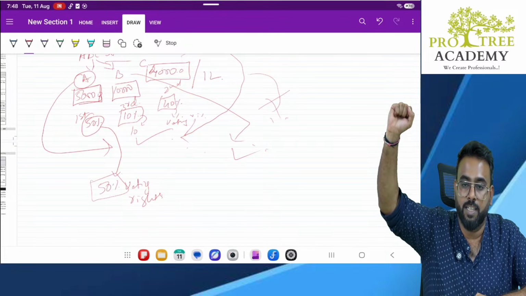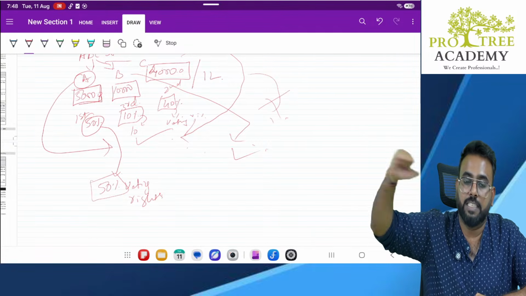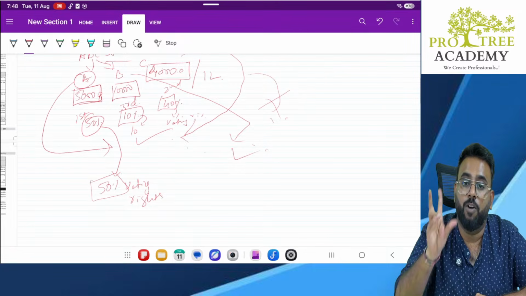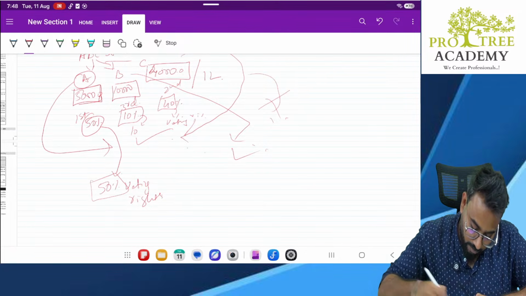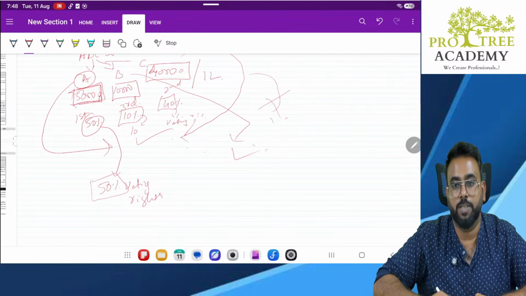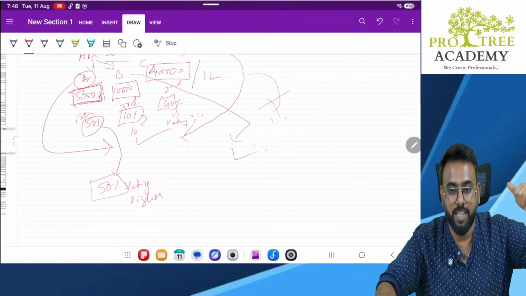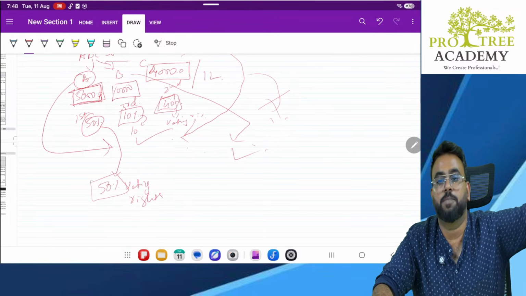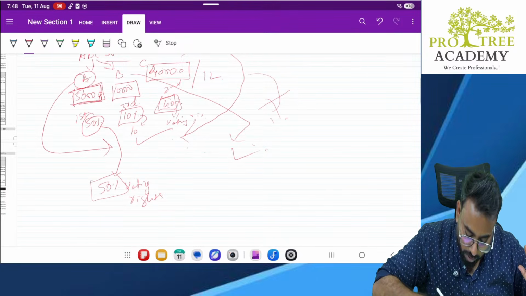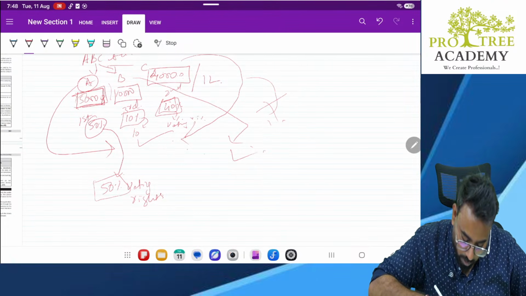Mr. A said yes. Mr. B said no. Mr. C said yes. So total yes, 2. Total no, 1. What is the ratio? A 50%, C 40%, that is 90%, so democracy wins. The motion is passed. The decision gets implemented, even though B says no. Why? Because he is holding only 10%.